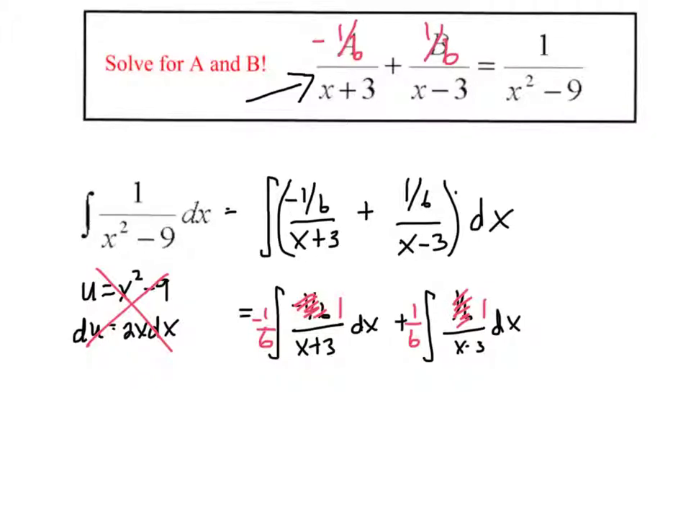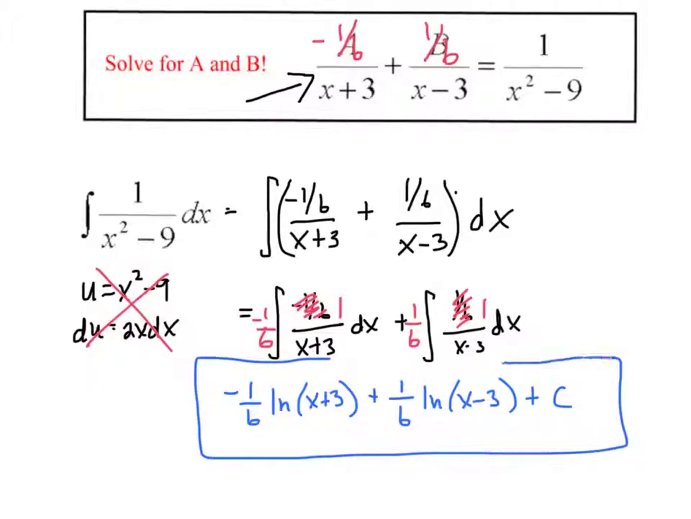And the antiderivative of 1 over x plus 3 is the natural log of x plus 3. The antiderivative of 1 over x minus 3 is the natural log of x minus 3. And that's it. This is our solution. Now, I want to briefly talk about some different ways you might see this.